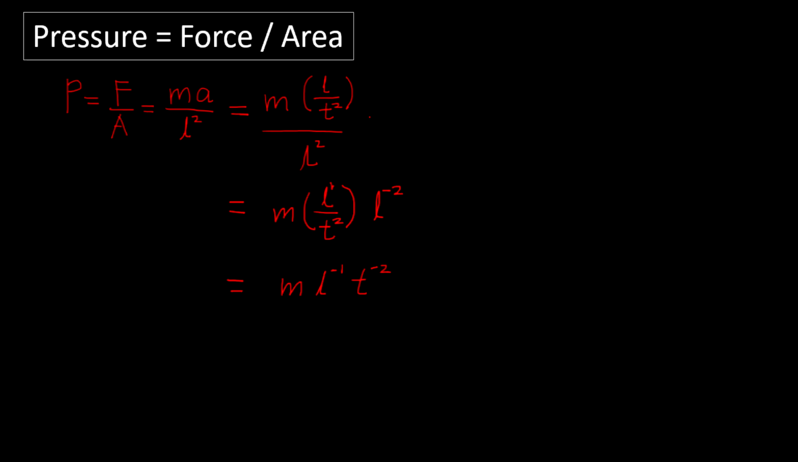So from here, you can derive the unit for pressure, which is M will be kilogram, length will be meter, so meter^-1. Time is second^-2. Okay, is it clear now? Or we can also write like this.